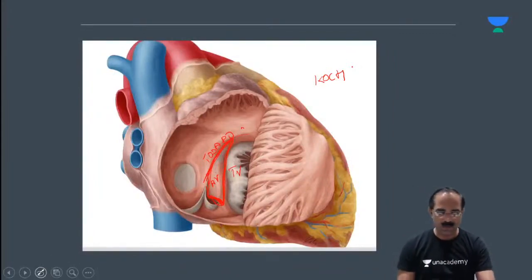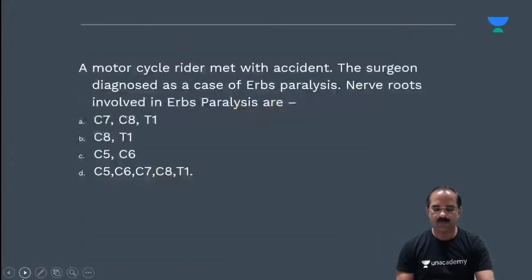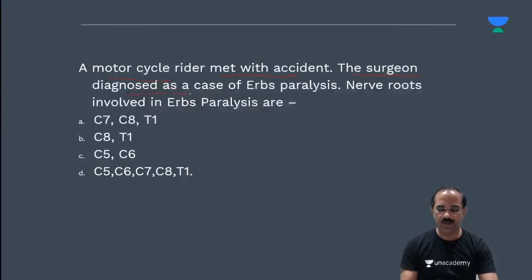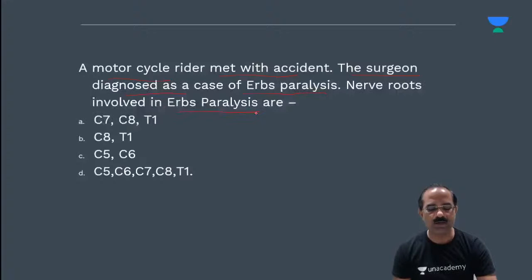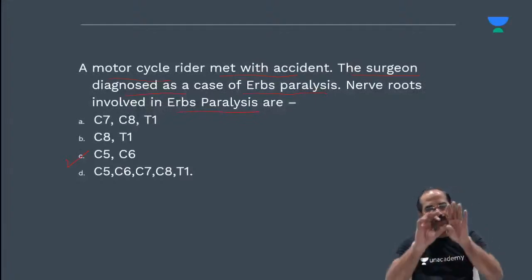Here to all of you. Answer this. A motorcycle rider met with an accident. The surgeon diagnosed it as a case of Erb's paralysis. Nerve roots involved in Erb's paralysis are a straightforward MCQ. Answer is C5, C6. You'll always get a history like this.